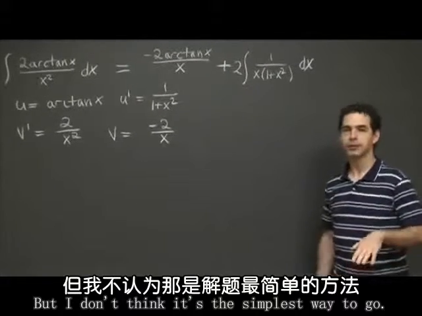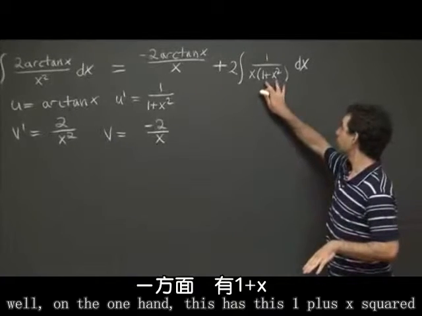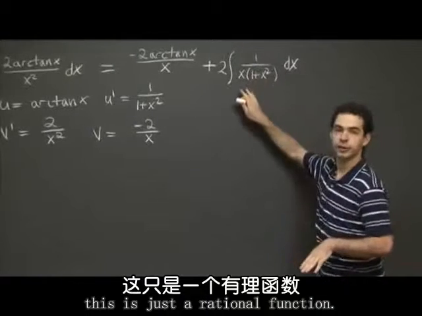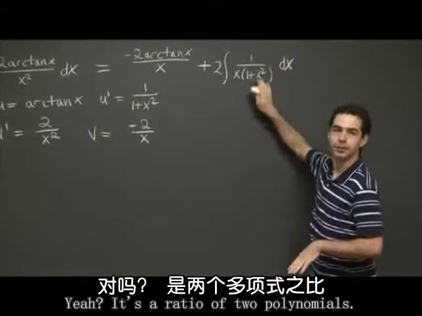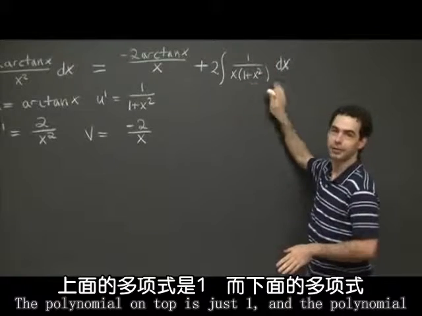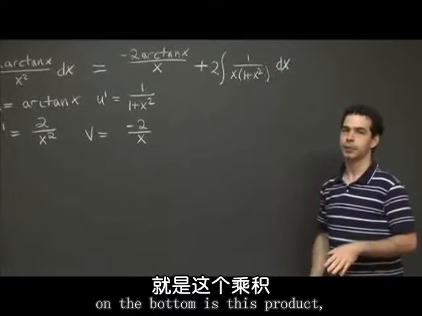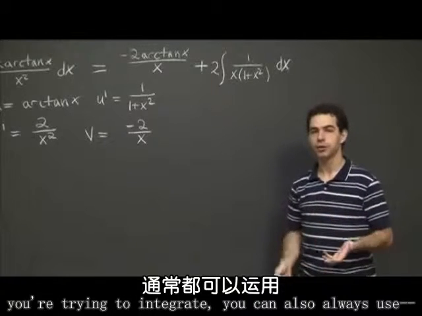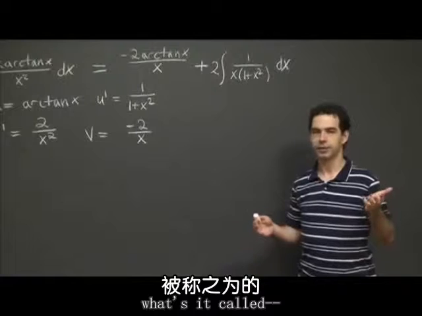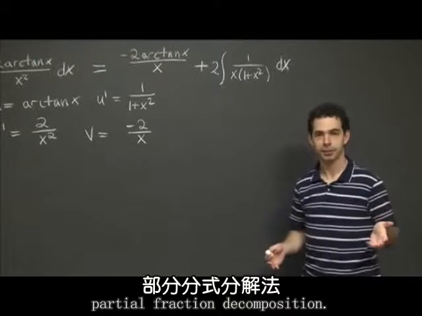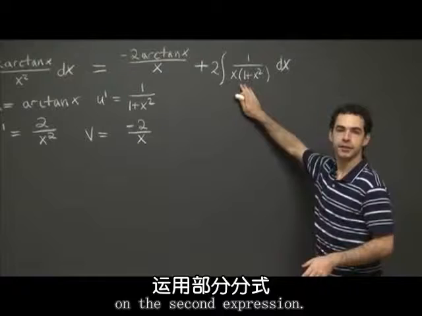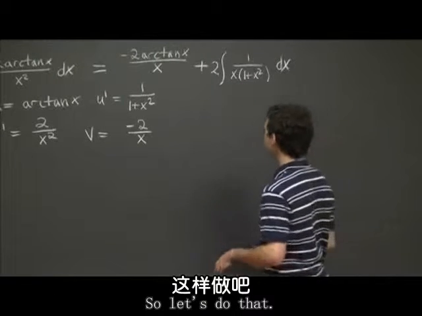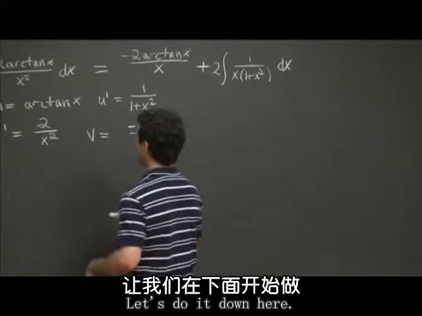But I don't think it's the simplest way to go, because on one hand, it has this 1 plus x squared in the denominator. But on the other hand, this is just a rational function. It's a ratio of 2 polynomials. The polynomial on the top is just 1, and the polynomial on the bottom is this product x times 1 plus x squared. And so whenever you have a rational function that you're trying to integrate, you can always use partial fraction decomposition. So we can try to use partial fractions on the second expression. And so I think I'd like to do it that way. So let's do that. Let's do it down here.